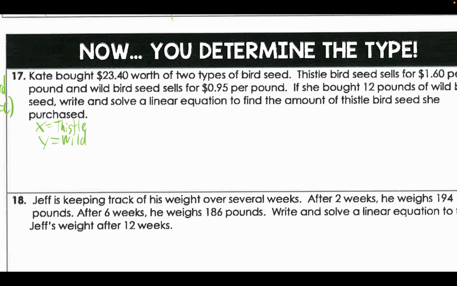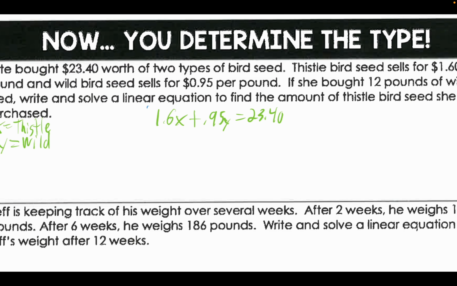And so this would be 1.6x for $1.60 per pound of the thistle birdseed, plus 0.95y, 95 cents per pound for the wild birdseed, equals $23.40 that Kate bought, or Kate paid. And so that would be our equation.